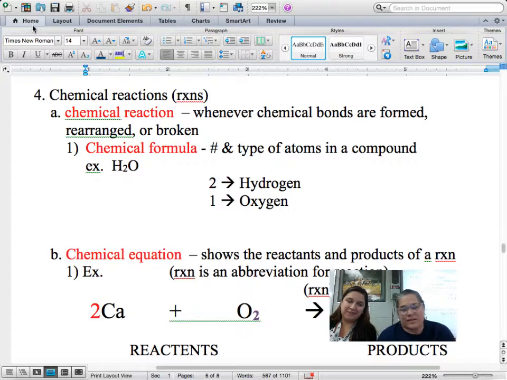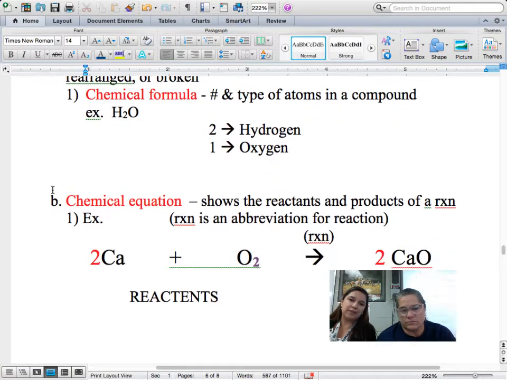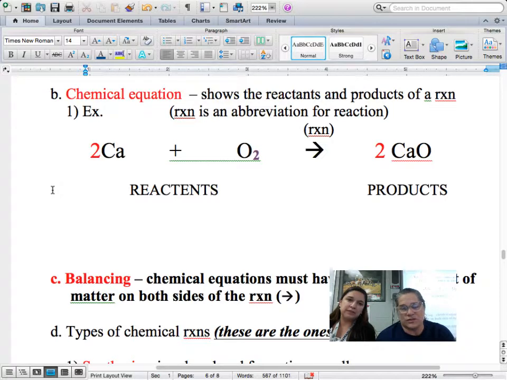Then, once we know chemical formulas, we can figure out how they change in a chemical reaction. Okay. All right, so chemical formula tells us how many of each type of atom are in a compound, and a chemical equation shows us all of the ingredients in a reaction. Wow, that was complicated. Okay.